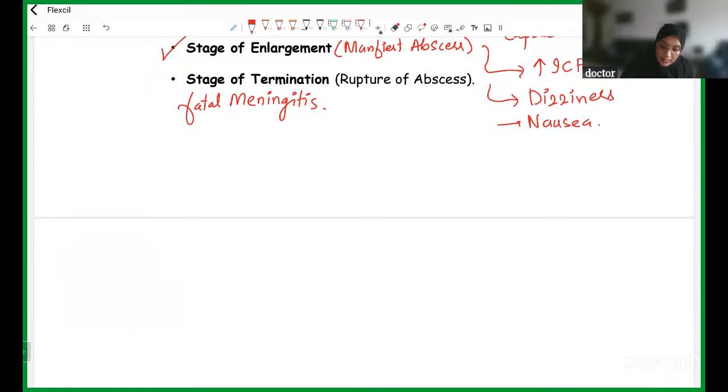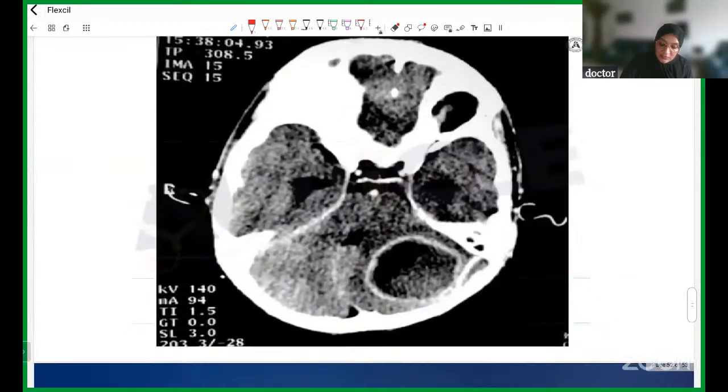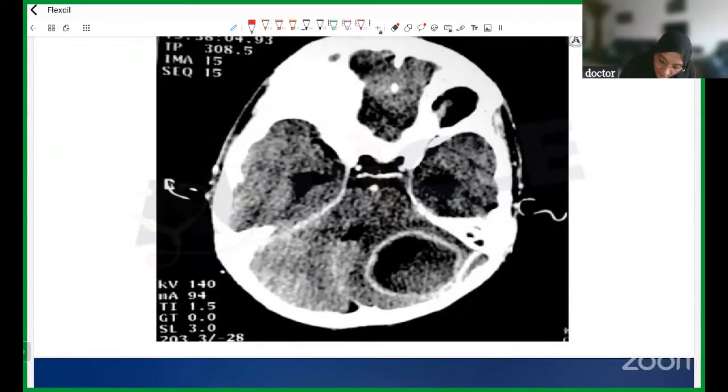I think this is a CT scan. You can see here, you can appreciate. This is a capsule formation. You can see a capsule and then you can see an abscess. This is a capsule.